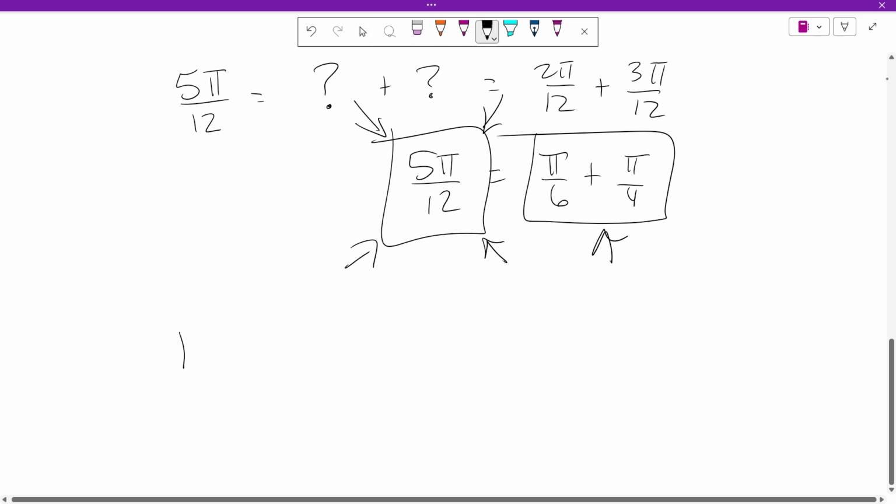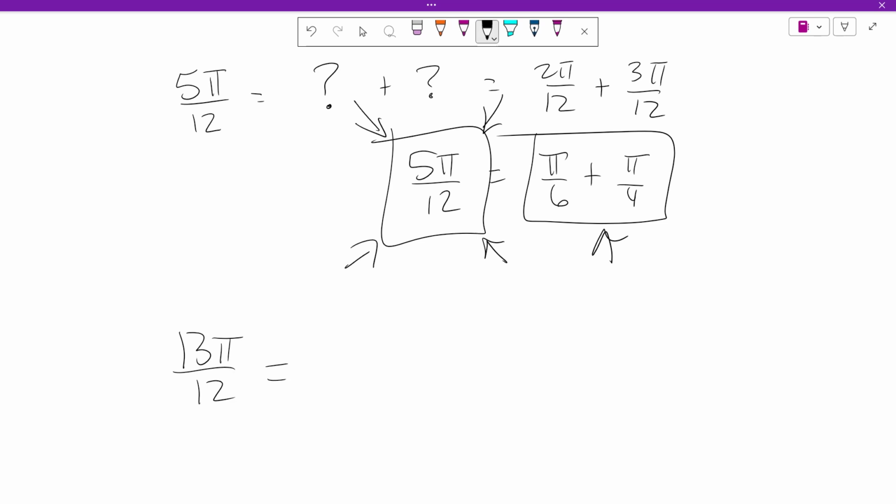Take another one. 13 pi over 12. What two things add or subtract to be 13 pi over 12?